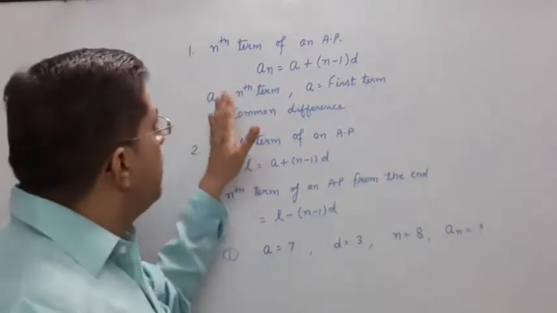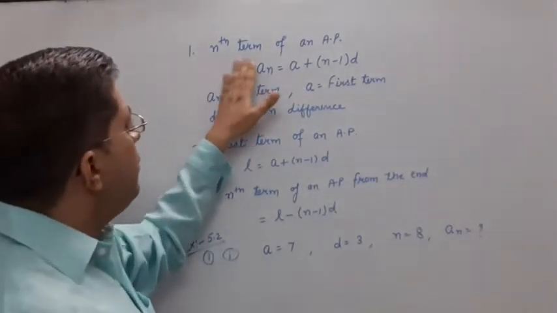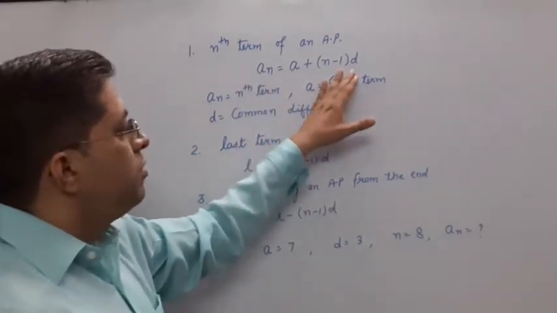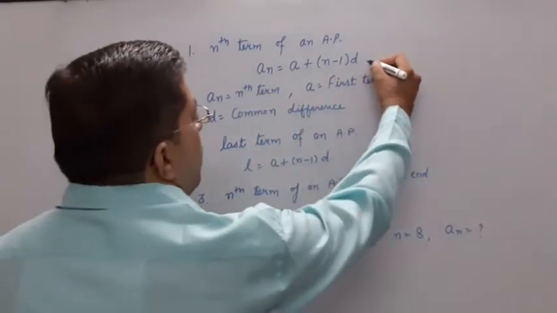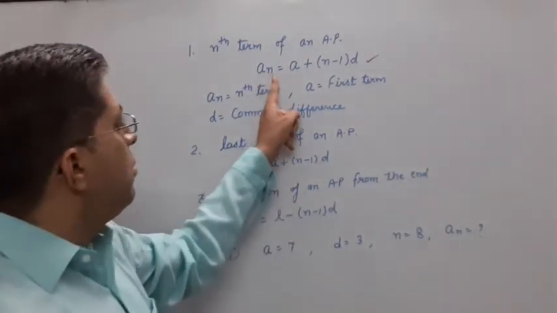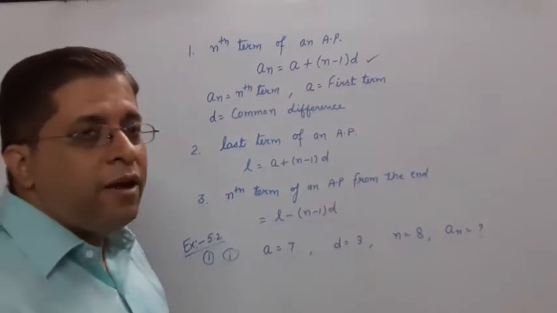Hello students. First point is nth term of an AP. An is equal to A plus (n minus 1)D. Very important formula. You can find any nth term by An is equal to A plus (n minus 1)D.